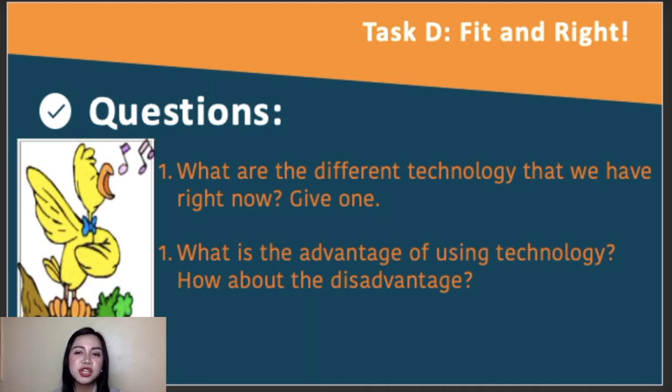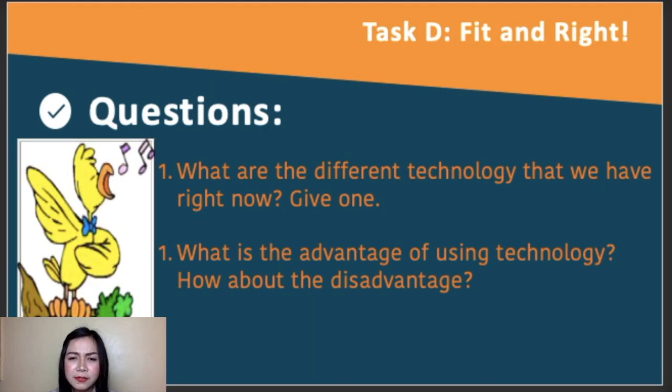Great! Washing machine, microwave, refrigerator, cell phone, camera, iPhone, MacBook, very good, oven toaster, nice, car, okay, great. How about this question? What is the advantage of using technology? Who wants to answer? What is the advantage of using technology? And how about the disadvantage? If you're shy, you can type your answer in our chat box.